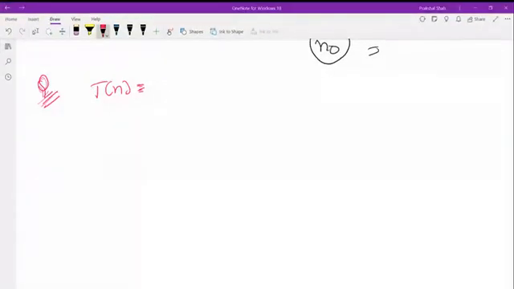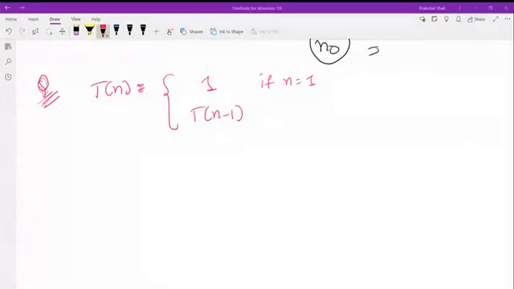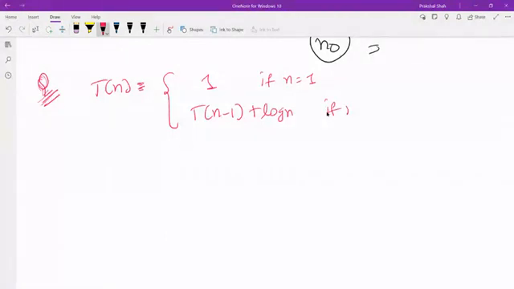So let's say we did that n by 2 thing, right? First of all, let's say I have 1 for n equals 1, and I have t of n minus 1 plus log n otherwise, for n greater than 1. Okay, you need to find the recurrence relation for this.